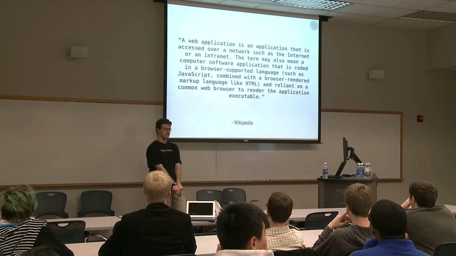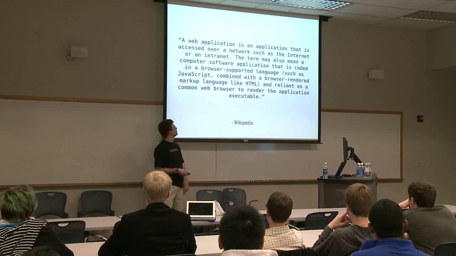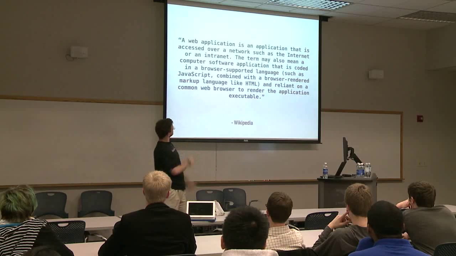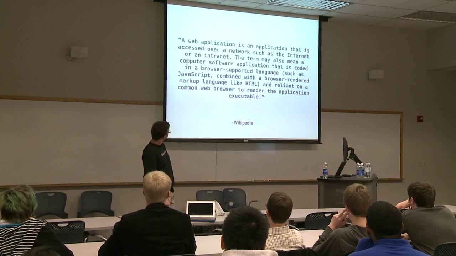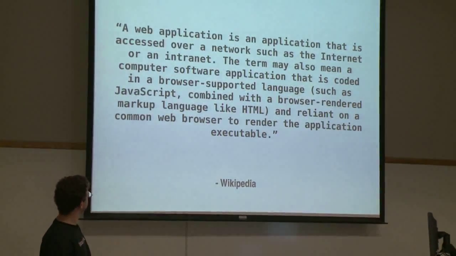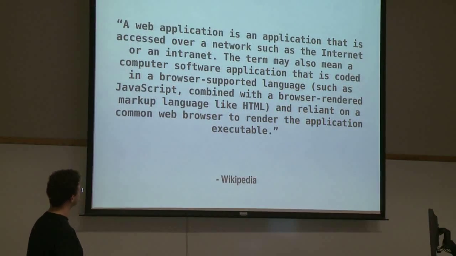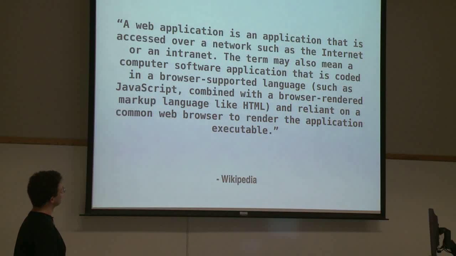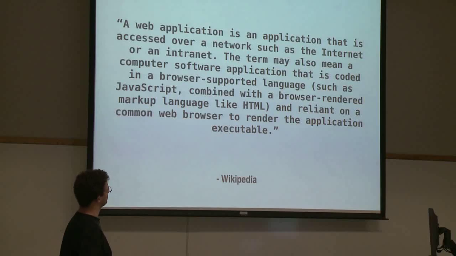This is the definition of a web app, or a web application, from Wikipedia. A web application is an application that is accessed over a network such as the internet or an intranet. The term may also mean a computer software application that is coded in browser-supported language, such as JavaScript, combined with a browser-rendered markup language like HTML, and reliant on a common web browser to render the application executable.